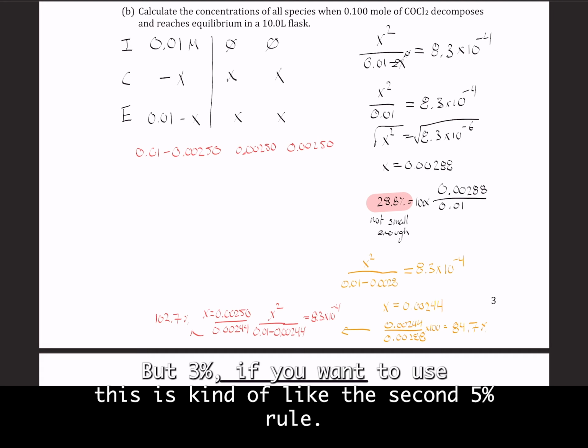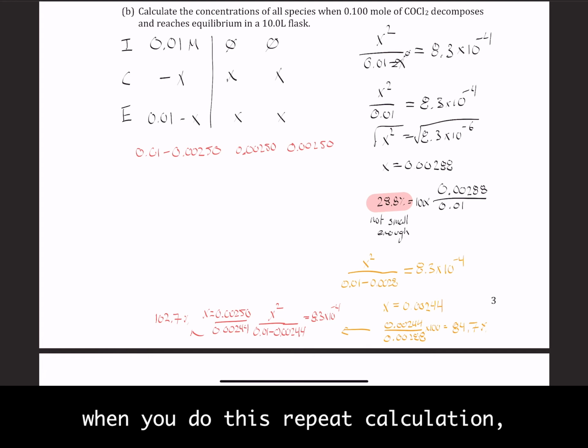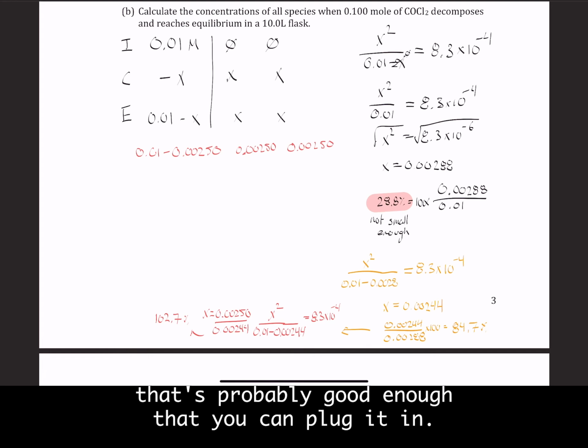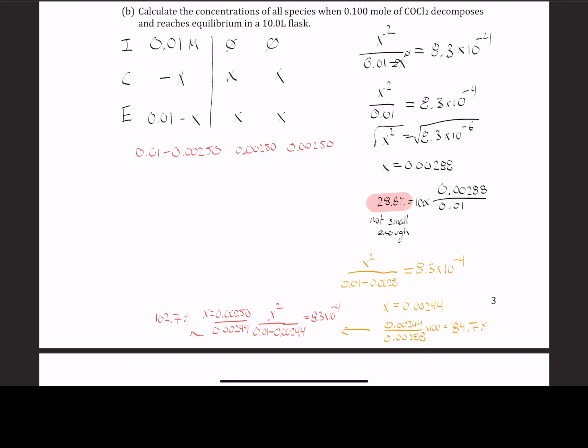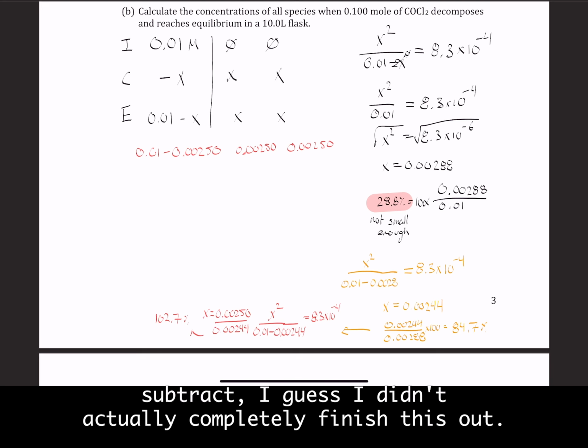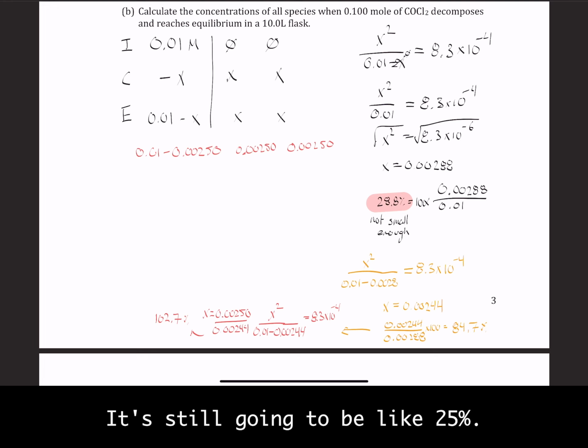But 3%, if you want to use, this is kind of like the second 5% rule. If it's changing by less than 5% when you do this repeat calculation, that's probably good enough that you can plug it in. But then unlike before, where we didn't subtract, because I didn't actually completely finish this out, I do need to subtract that number because it's not less than 5%. It's still going to be like 25%.